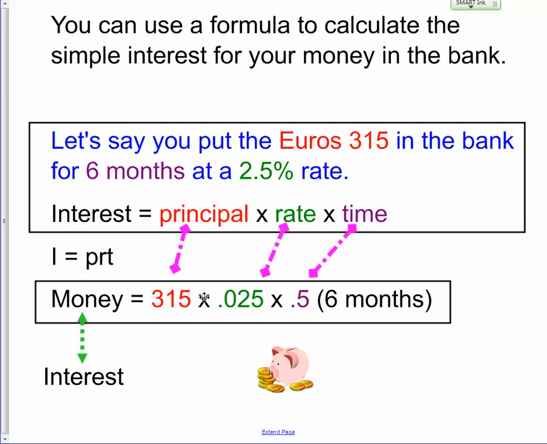So we're going to multiply our principal times the decimal for that rate, which, remember, to take out the percent, which means hundredths, you need to move the decimal twice to the left. And then the time, 6 months, is 1/2 of a year, and 1/2 as a decimal is 0.5. So if I multiply 315 times 25 thousandths times 5/10, it will tell me how much money the bank is going to pay me, called interest, on my 315 euro for 6 months.